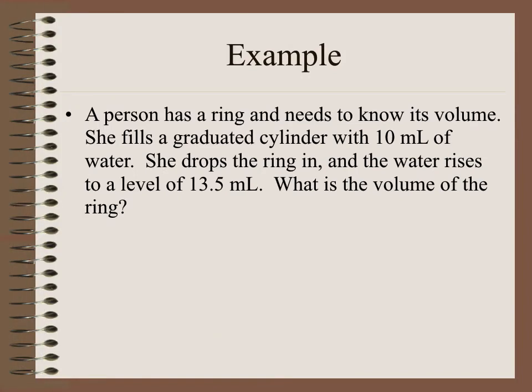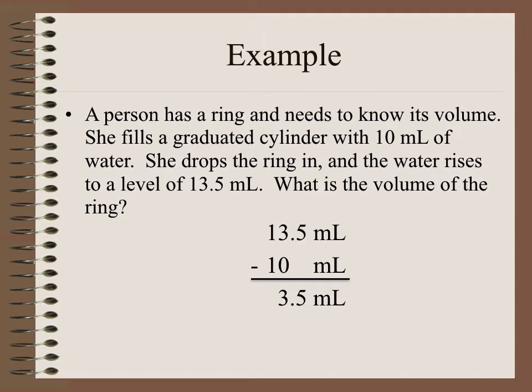Let's see how this works. In the example, a person has a ring and needs to know its volume. She fills the graduated cylinder with 10 milliliters of water. She drops the ring in and the water level rises to 13.5 milliliters. So in order to find the volume of the ring, we take our original amount of water, 10 milliliters. We subtract it from our new volume, 13.5, and get 3.5 milliliters.